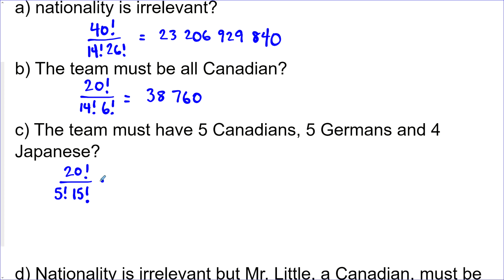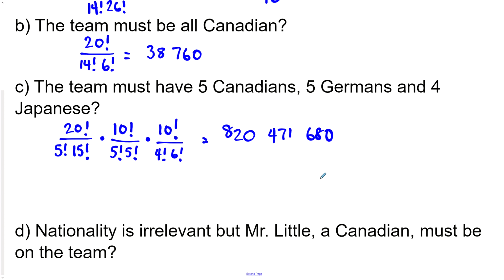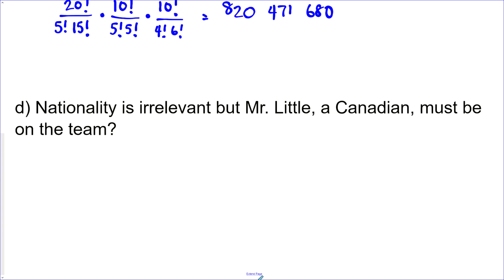And then, using the fundamental counting principle, I'm multiplying that with the number of Germans. That would be 10 factorial, 10 Germans. We want 5 of them, and we don't want 5 of them. And then the Japanese, there's 10 of them as well, and I want 4 of them, and I'm going to leave out 6 of them. And I multiply all that together, and I get 820,471,680.